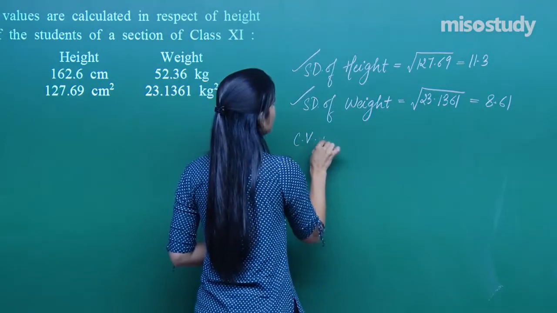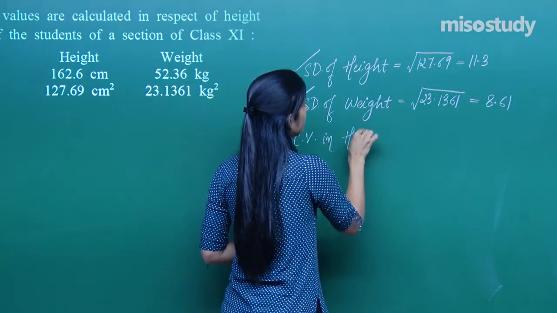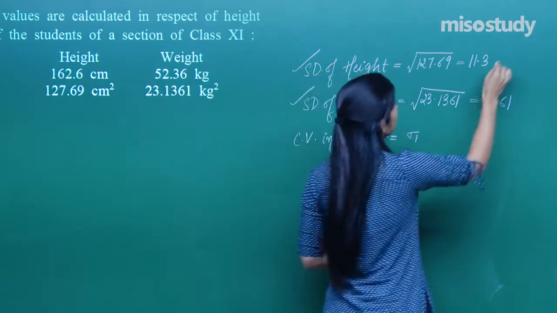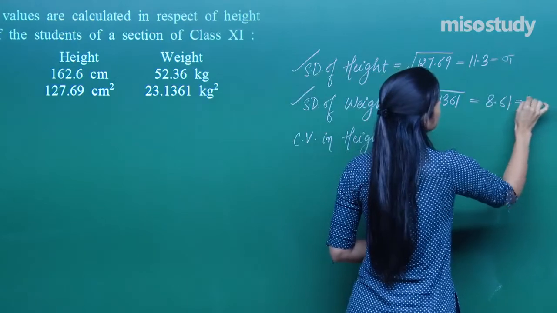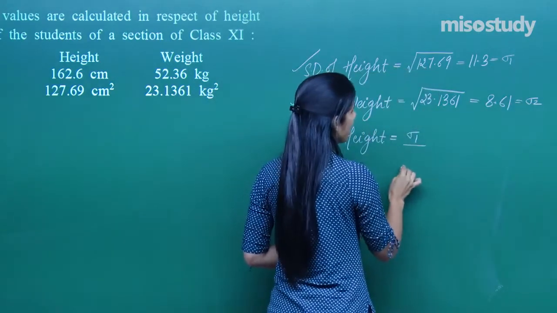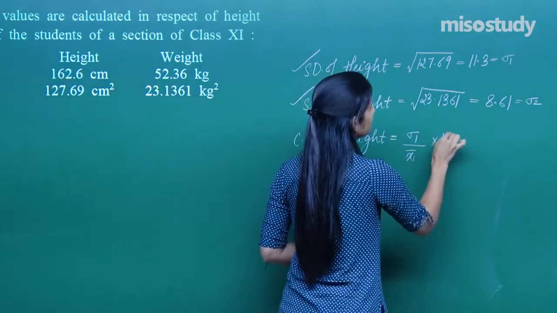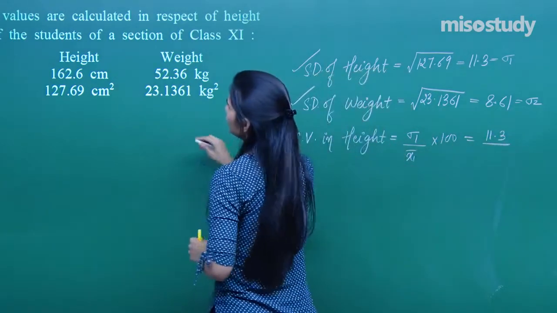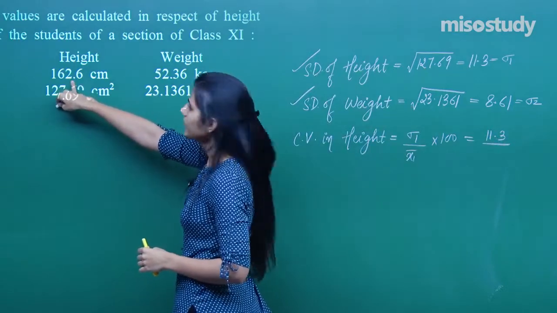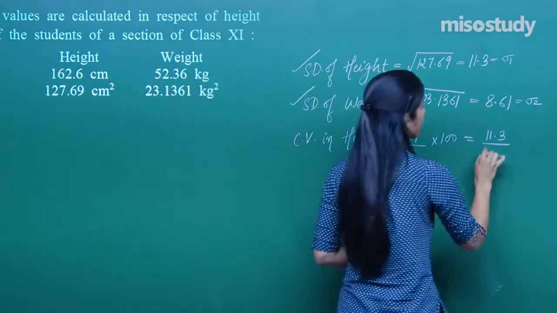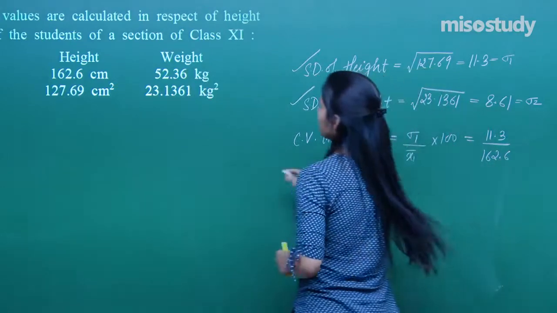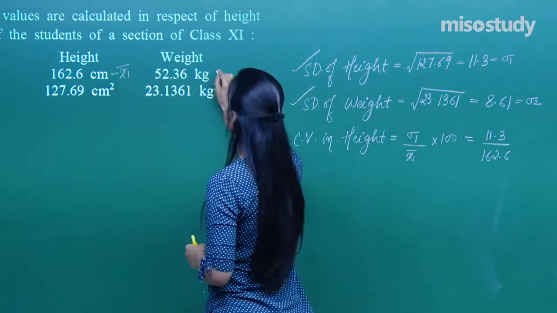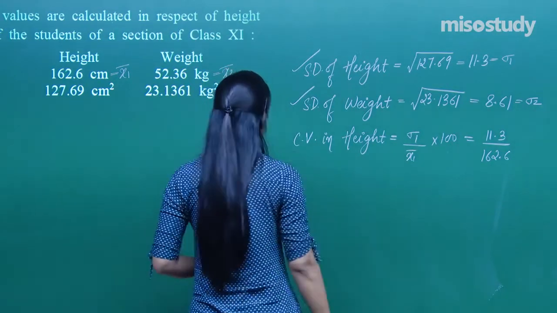What is coefficient of variation in height if I wish to evaluate? This is sigma 1, this is sigma 2. Sigma 1 upon x1 bar into 100. This is 11.3 upon mean. What is the mean? Corresponding to height, it is 162.6. So I am taking this as x1 bar and taking this as x2 bar.